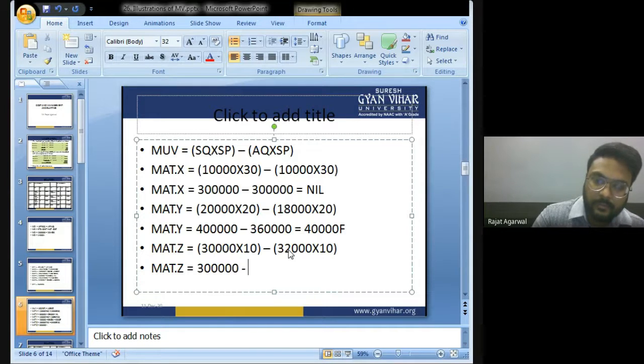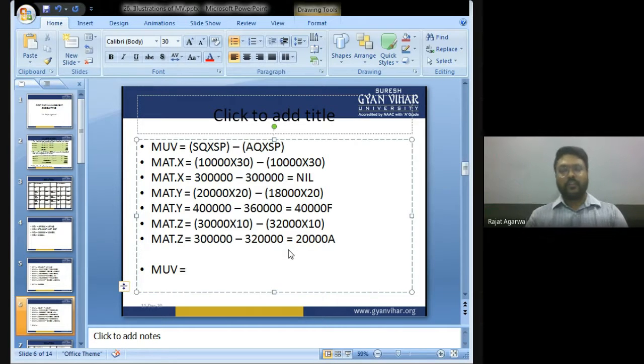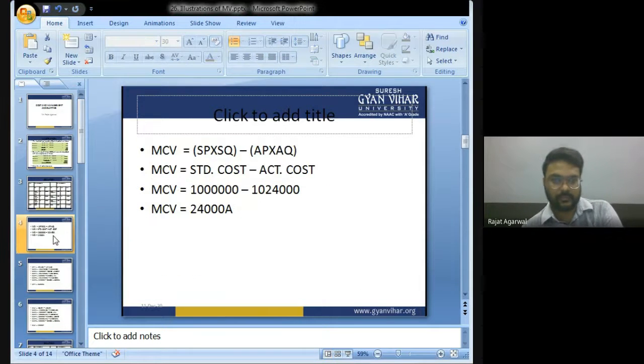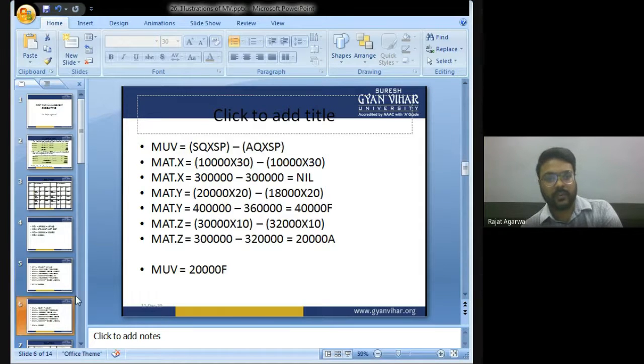3 lakh minus 3 lakh 20,000, that is 20,000 adverse. Material usage variance: 40,000 favorable minus 20,000 adverse. The answer will be 20,000 favorable. Got my point, everyone? Chaliye, let's move ahead then.